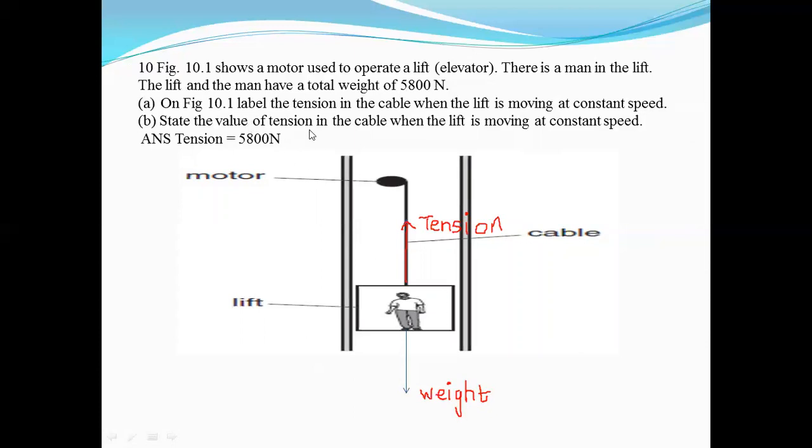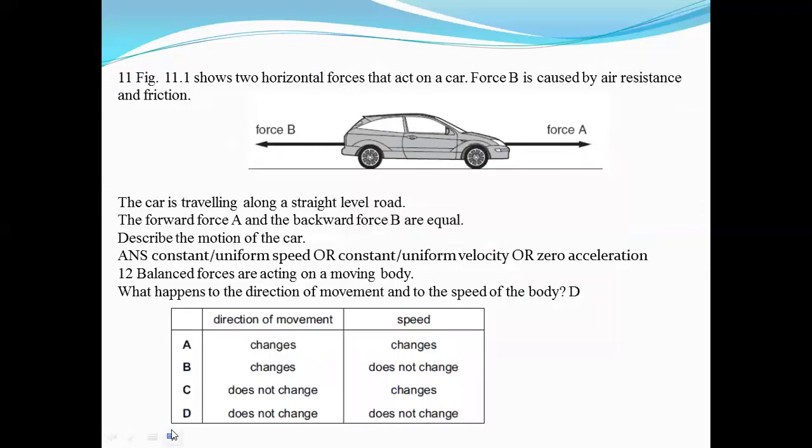State the value of the tension in the cable when the lift is moving at constant speed. At constant speed, the downward force will be equal to upward force. The magnitude of the upward force will be equivalent to the downward force. Downward force is the weight. Its value is 5,800 in Newton. Therefore, tension will also be equal to 5,800 Newton. Next question, question number 11.